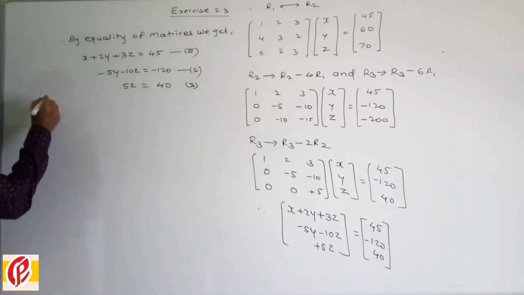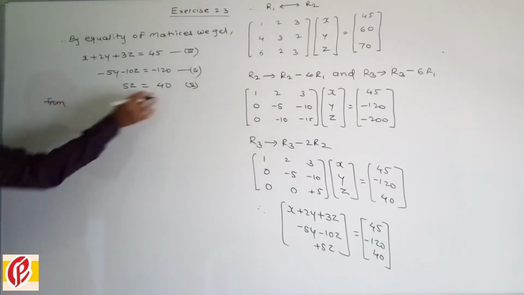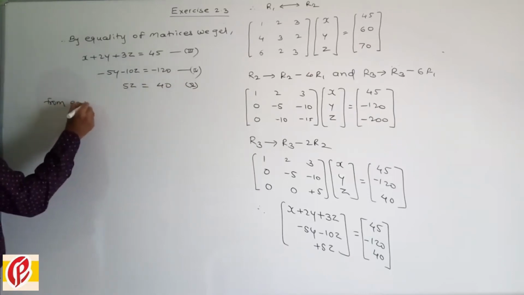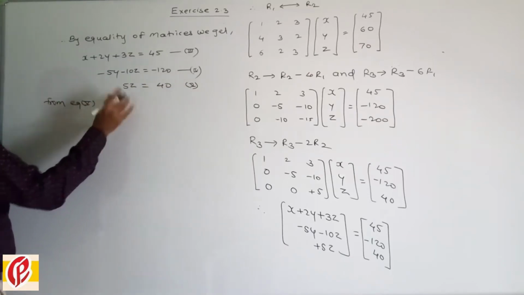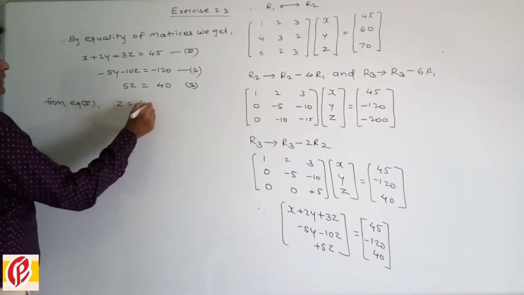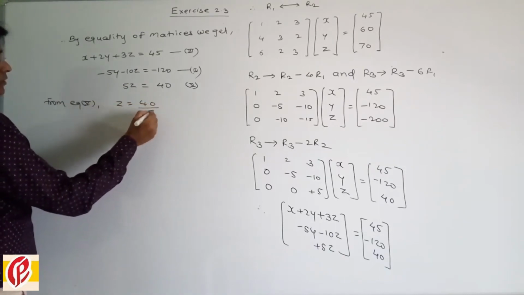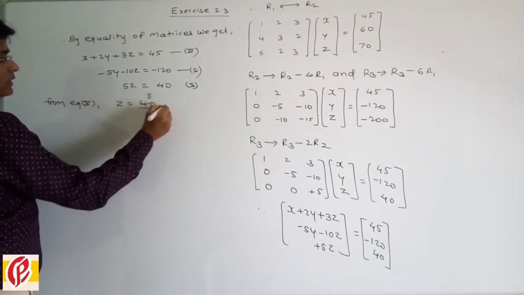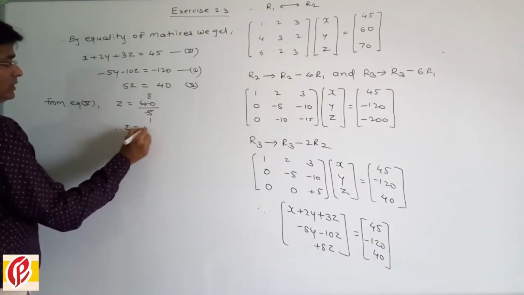Okay. From equation 5, z is equal to 40 divided by 5. So 5 into 5, 5 is 40. So we get z is equal to 8.